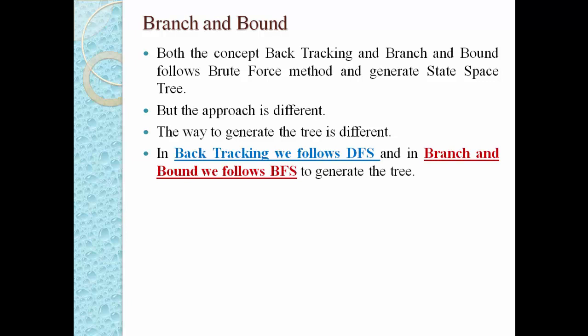So in backtracking we follow DFS, as we discussed. To generate the tree we are using depth first search algorithm, but in branch and bound we follow breadth first search algorithm to generate the tree. In both methods we are generating one tree, that is our state space tree, but we follow breadth first search algorithm in branch and bound instead of depth first search algorithm. So let us take the same example.